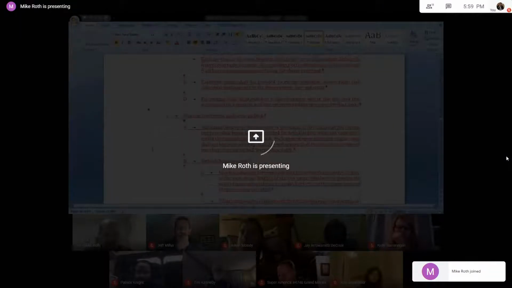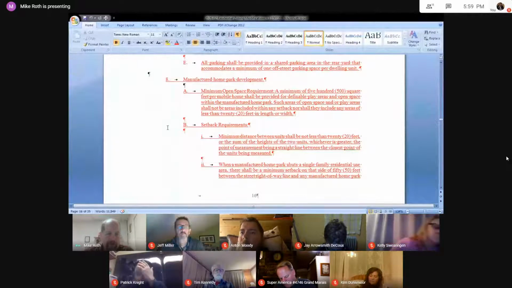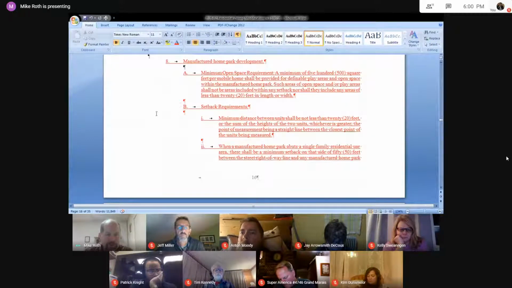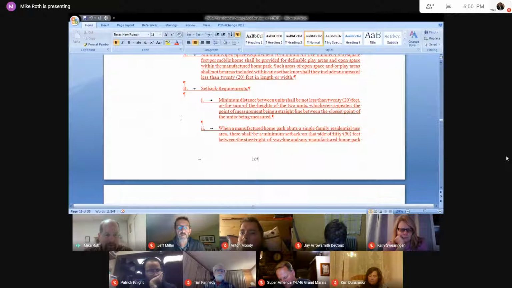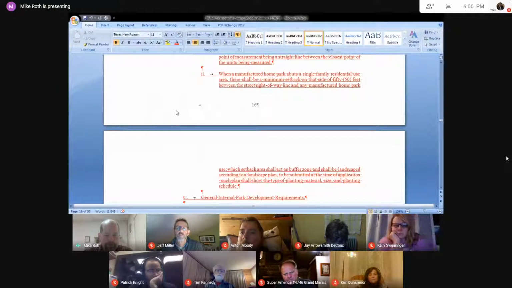Okay, back to the ordinance. Manufactured home park development. So this language both existed in a different place and it's being moved here and is also being slightly modified. So first of all, it says a minimum of 500 square feet per mobile home shall be provided for play area. That's all stuff that came from before. Setback requirements. You can see that's 20 feet or the sum of the heights of the 2 units, whichever is greater. When it abuts a single family residential use area, there's a minimum side setback of 50 feet. Now that is all stuff that we've got right now.